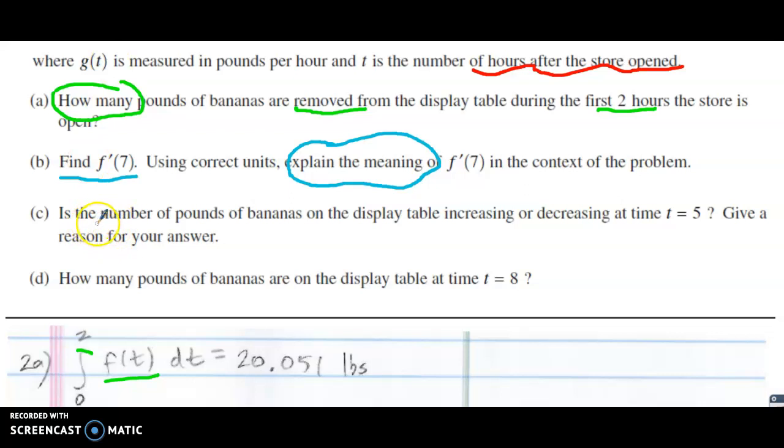For letter C, is the number of pounds of bananas on the display case table increasing or decreasing? So we're trying to describe the number of pounds, so we want to know whether the rate is positive or negative. Well, the number of pounds is going to be affected by the on minus the off. So now we have to get that total rate by taking the on rate minus the off rate and determining whether that value is going to be positive or negative at t equal to 5.